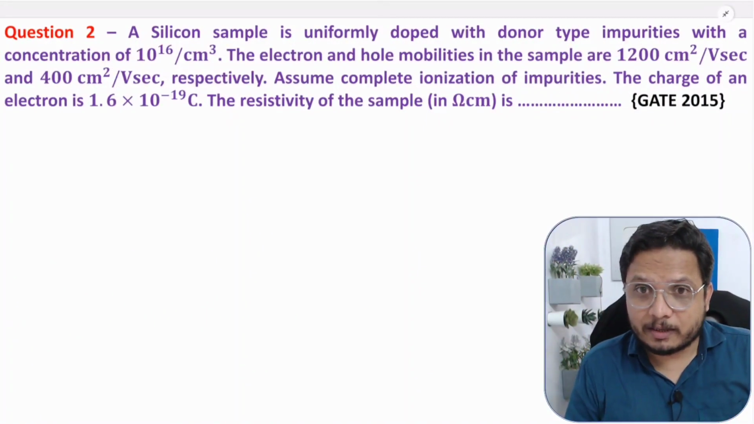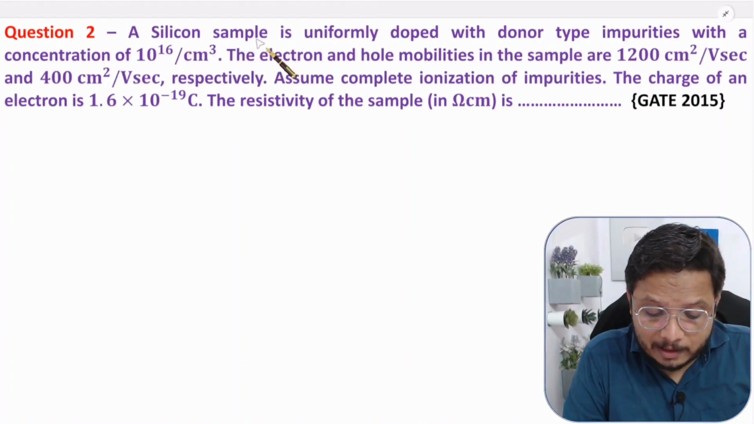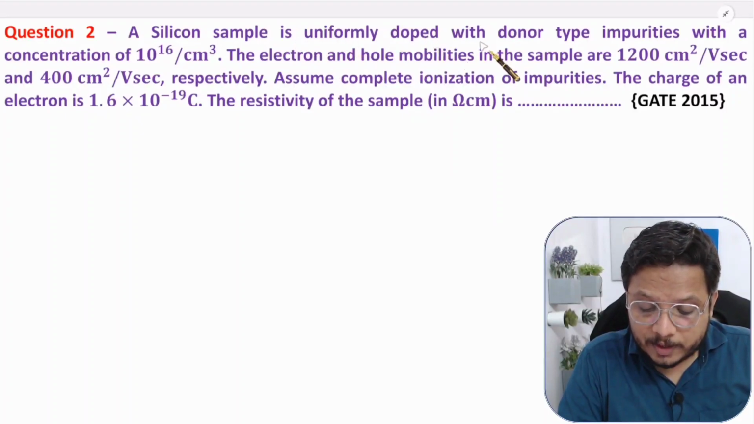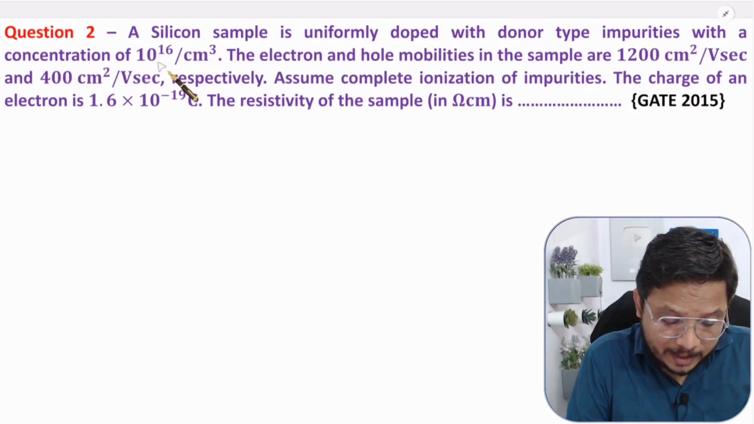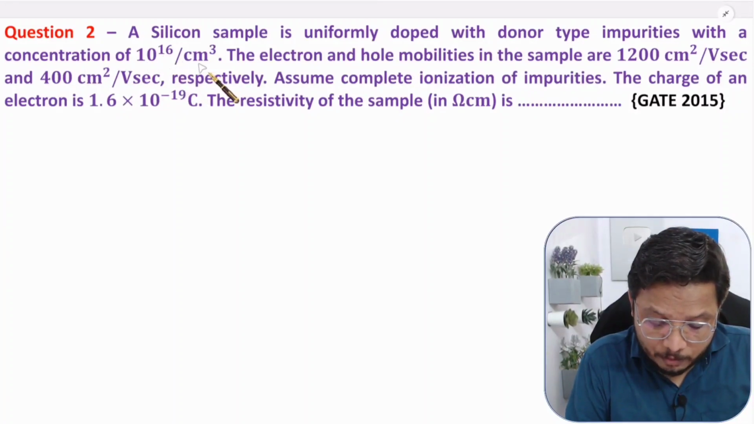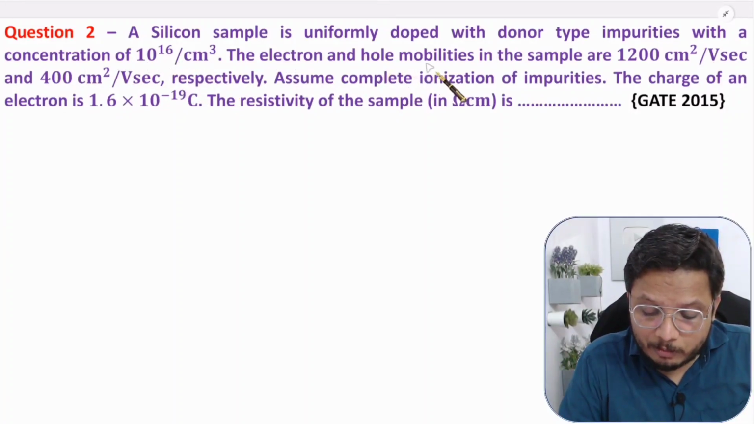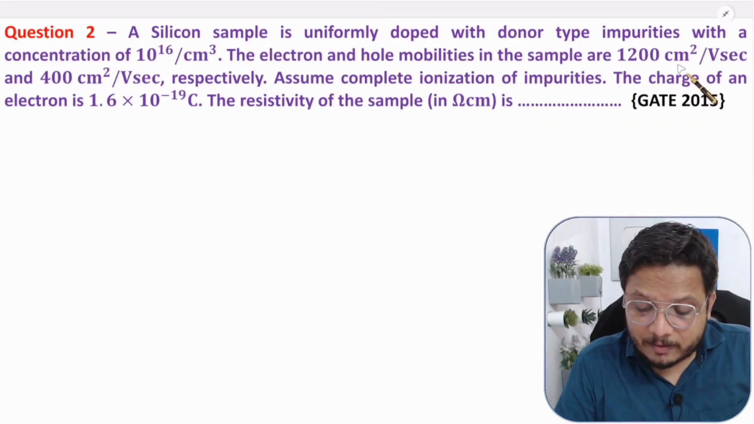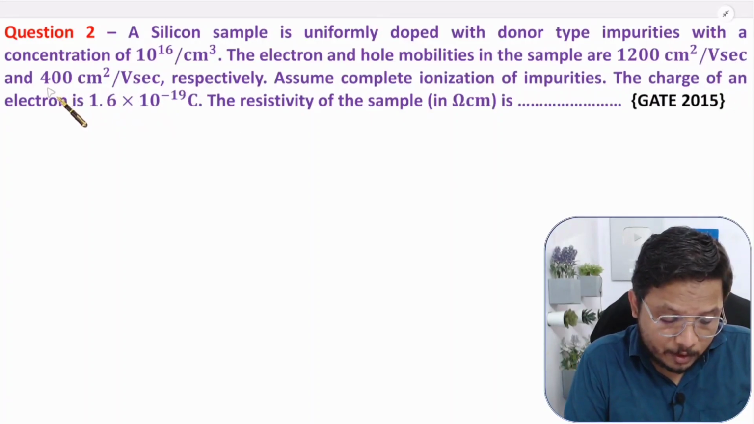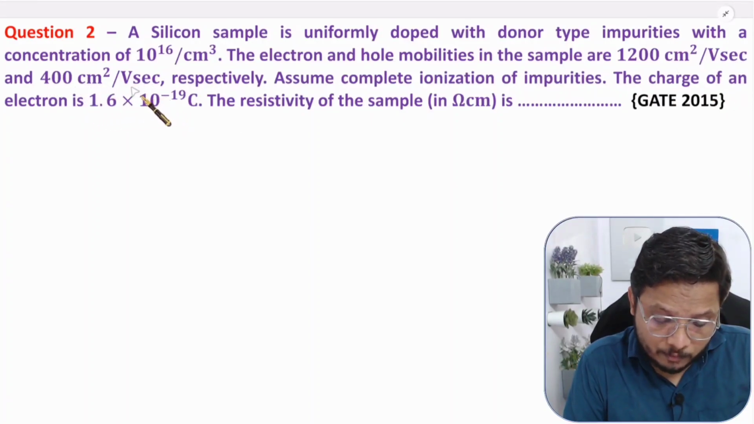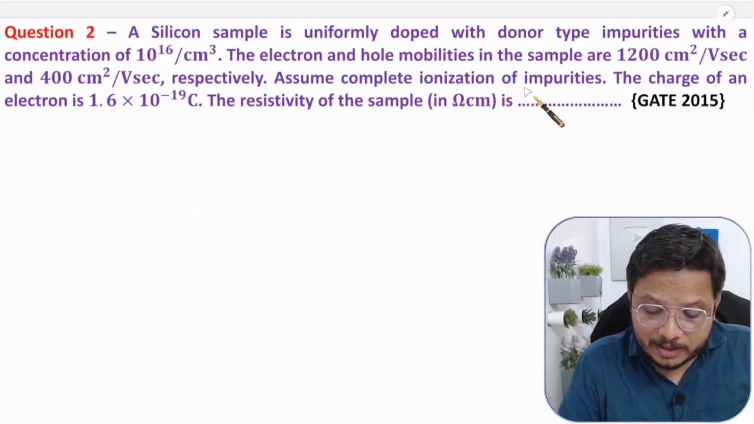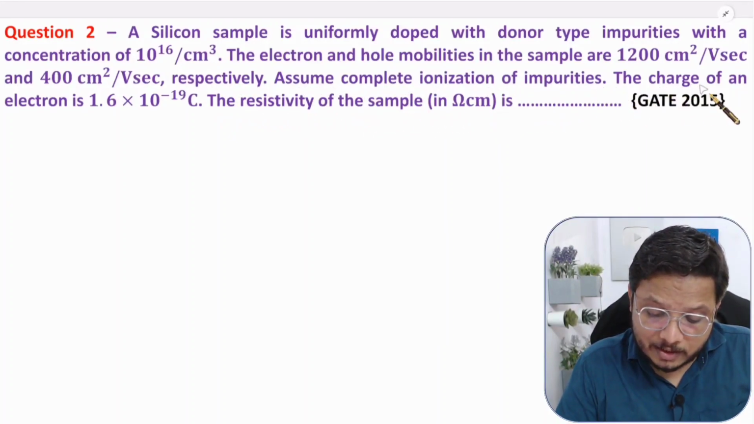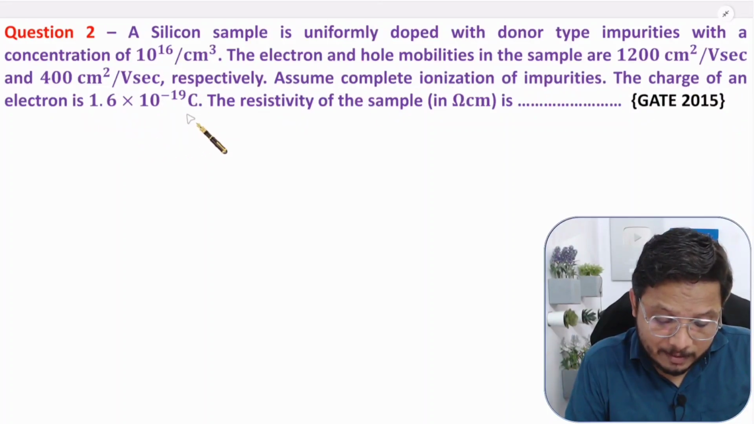In the second question, a silicon sample is uniformly doped with donor type impurities with a concentration of 10 to the power 16 per centimeter cube. The electron and hole mobilities in the sample are 1200 centimeter square per volt second and 400 centimeter square per volt second respectively. Assume complete ionization of impurities. The charge of an electron is given.